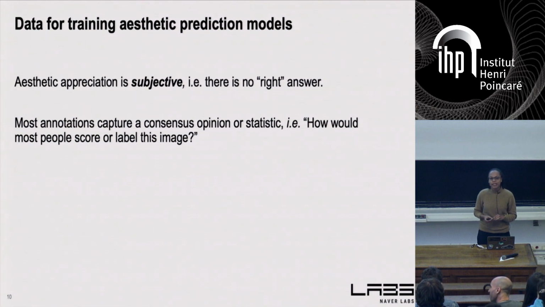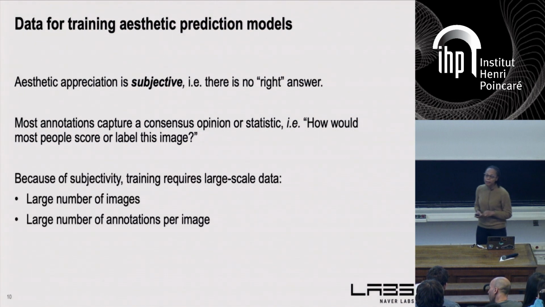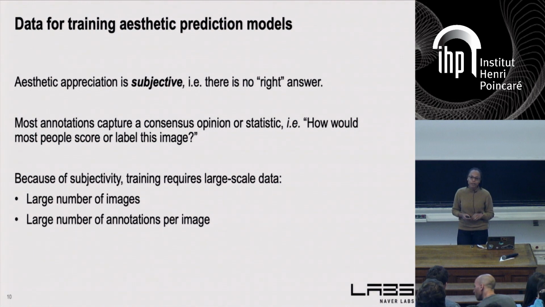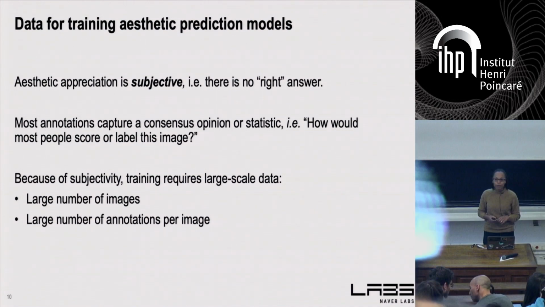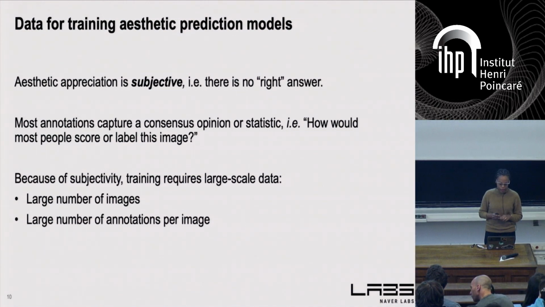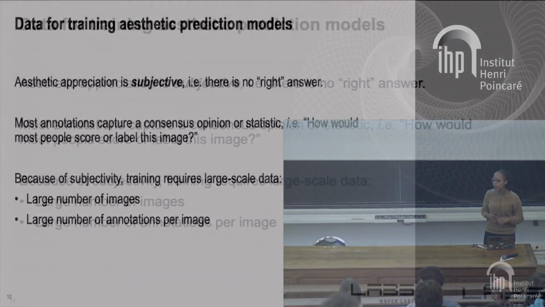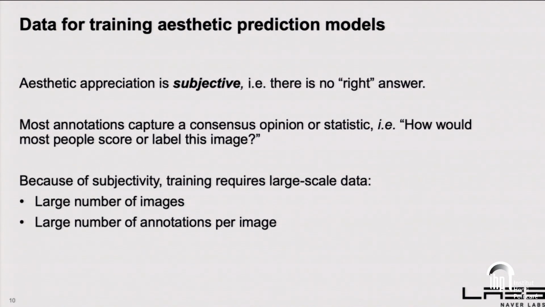Given that we're asking this type of question, we really need a fairly robust idea of what most people think. This means we need large-scale data in two main aspects. Number one, we need quite a few images to be able to train a model of this type. And we also need, very importantly, a large number of annotations per image. For this type of task, it's not sufficient to ask 5 people what they think and then aggregate those opinions. We need a more large-scale set of opinions than that.